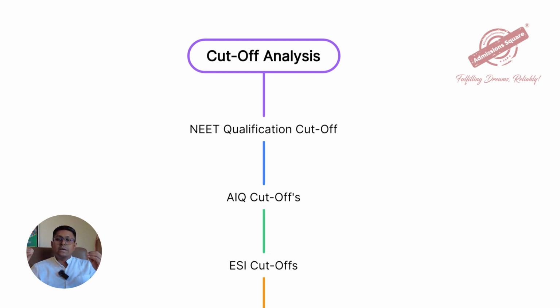and accordingly whether you will get an allotment or not will also matter, because if the fee is very high and you do not opt for a medical college, you do not get an allotment, correct? So let us jump into the cutoff analysis first.